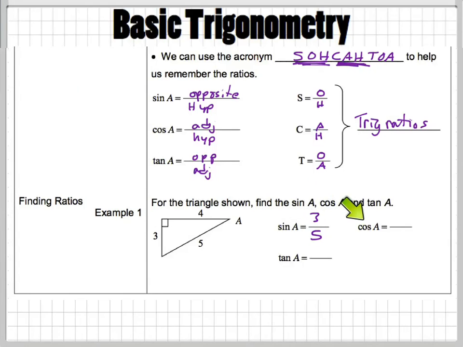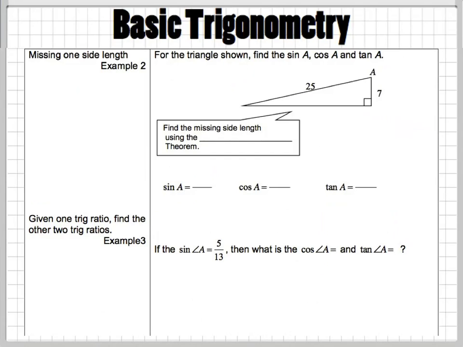Now for the cosine, we have adjacent over hypotenuse. So we have adjacent, which is 4, and our hypotenuse, which is 5. And then finally we have tangent, which is opposite over adjacent. Which one's the opposite here, the 4, 3, or the 5? The 3, and then adjacent is 4. Easy peasy. You guys are with me?